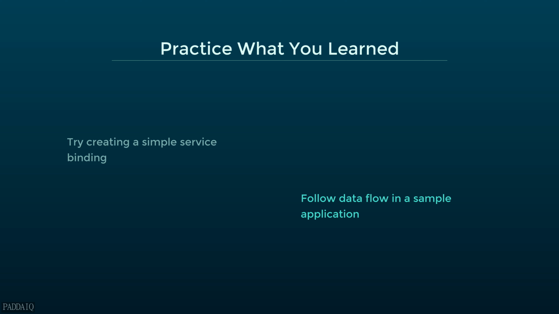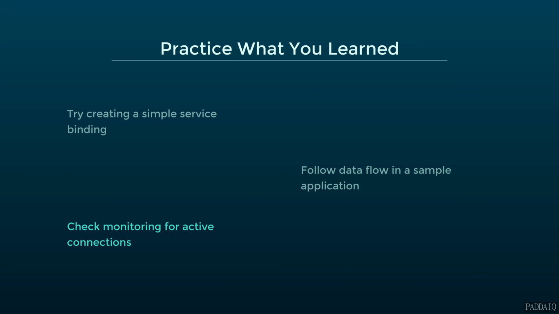Follow data flow in a sample application. This means tracing how information moves between different parts of an app. For instance, watch how a user's submitted order travels from the user interface to the database for storage. Understanding this path is essential for building and troubleshooting applications effectively.